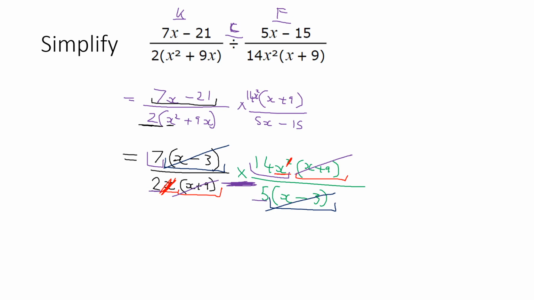Okay, let's just work with that for now. So 7 times 14 is 98. x divided by 2 times 5 is 10. But can we simplify that a bit further? Yes, we can, because we can divide both sides by 2. And so what we're left with is 49x over 5. And that is our final answer.